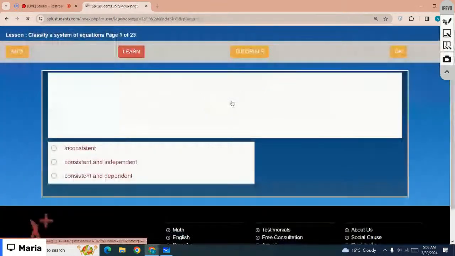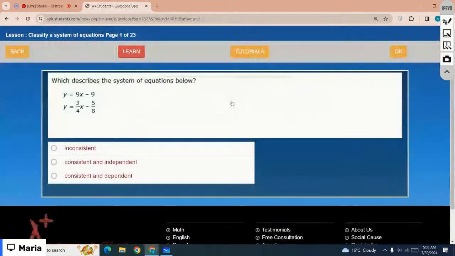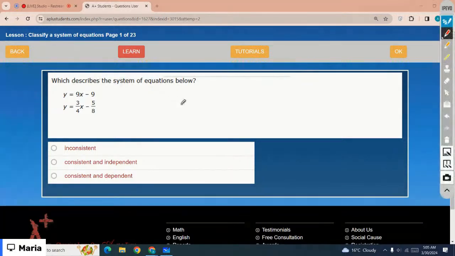Okay, the first equation is y equals 9x minus 9, and the second one is y equals 3/4x minus 5/8, right? So first, just compare the equations with y equals mx plus b. For the first one, y equals 9x minus 9, so the slope is 9 and the y-intercept is negative 9. For the second equation, y equals 3/4x minus 5/8, so the slope is 3/4 and the y-intercept is negative 5/8.